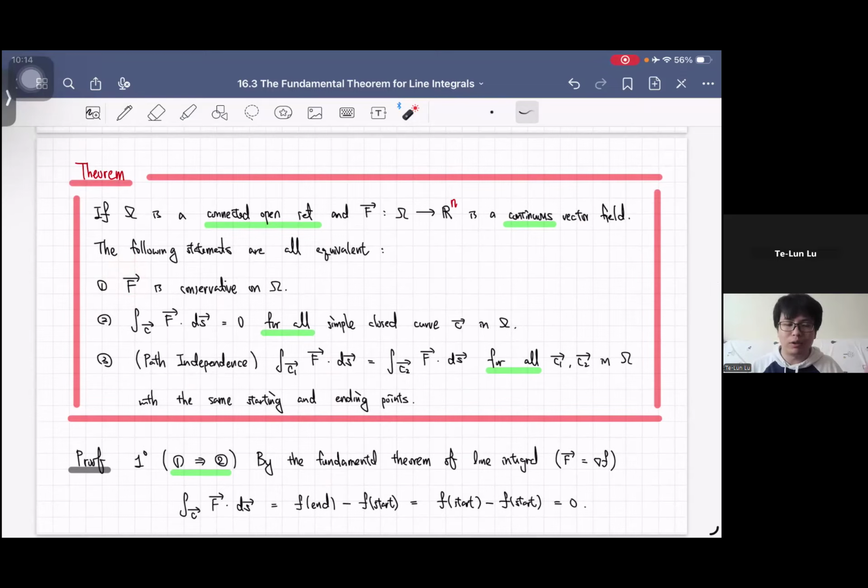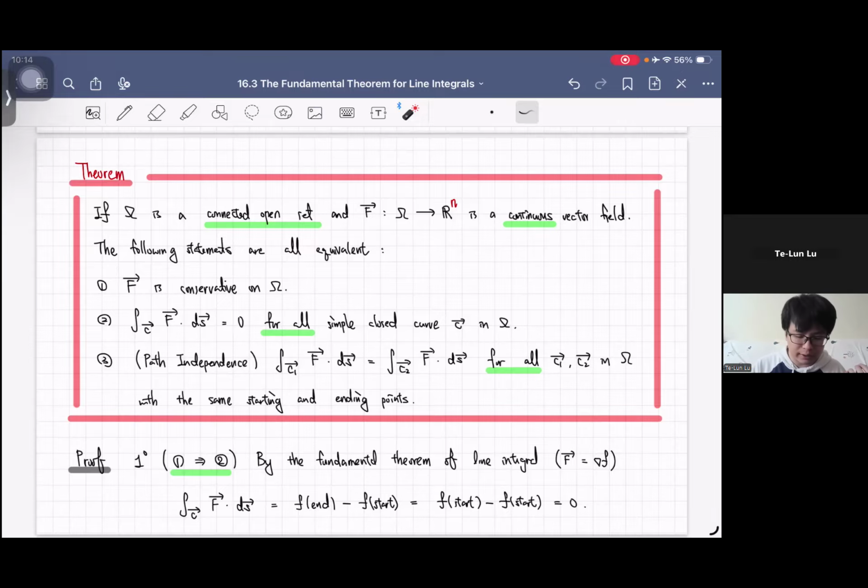If you want to show a vector field is conservative, you have to find that potential function f, right? If you want to show that it is not conservative, then you have to prove that there is no such f, so no such potential function. That in general would be a very hard task to do.